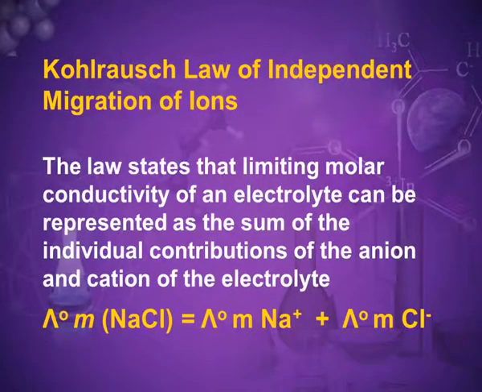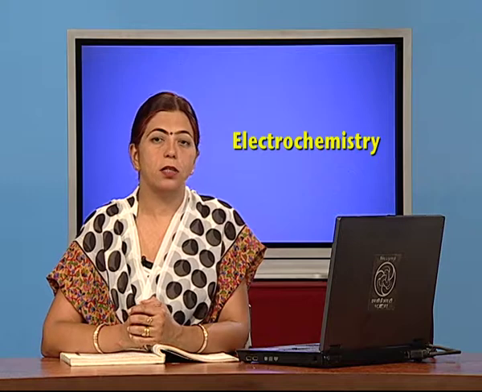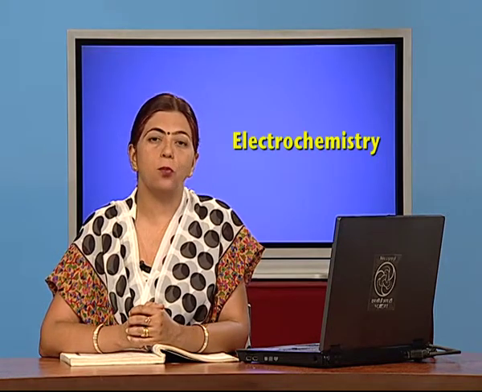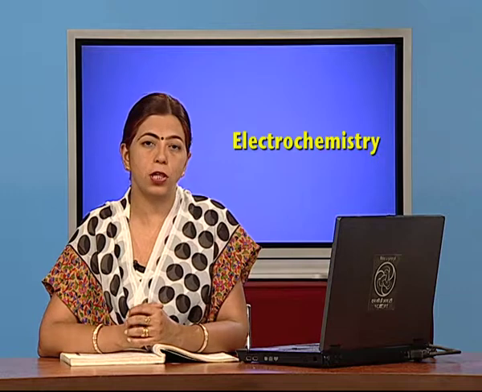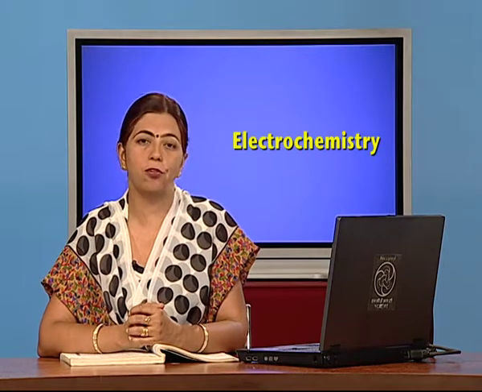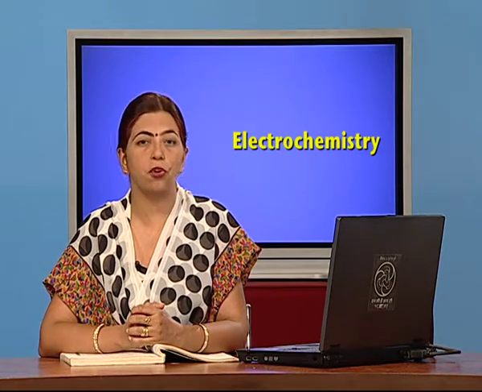Then what is the method by which we can find out the lambda m value for weak electrolytes? That is Kohlrausch's law. Let me explain what Kohlrausch's law is: Kohlrausch's law of independent migration of ions. The scientist Kohlrausch observed that ions have a definite and independent contribution towards molar conductance. He observed the dissociation and contribution of different ions in different electrolytes, taking strong and weak electrolytes, and then he gave his law, Kohlrausch's law of independent migration of ions.